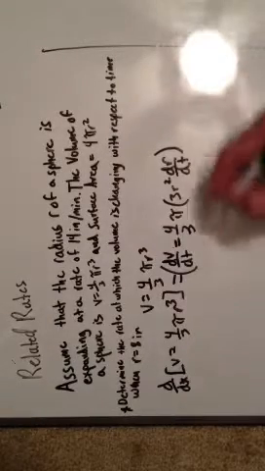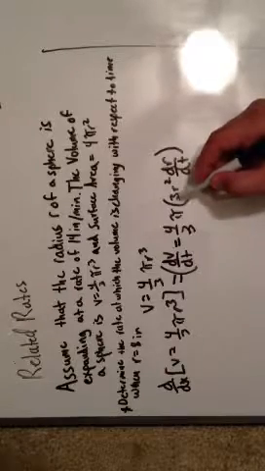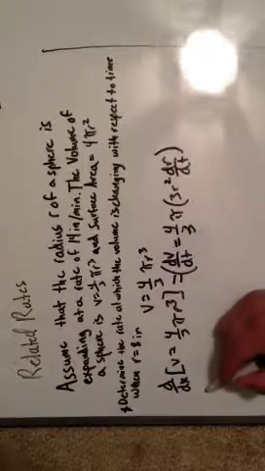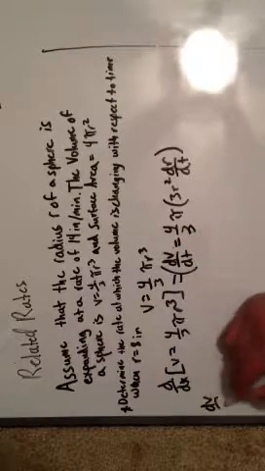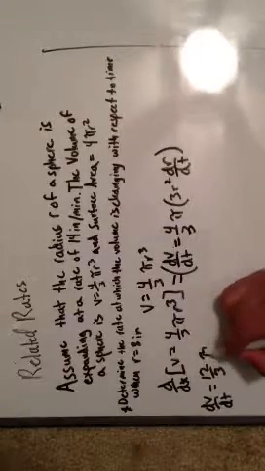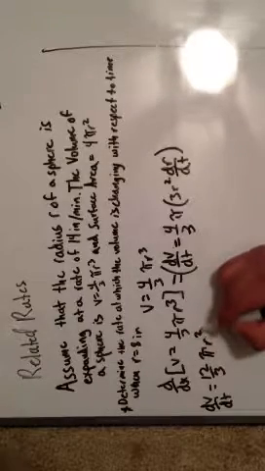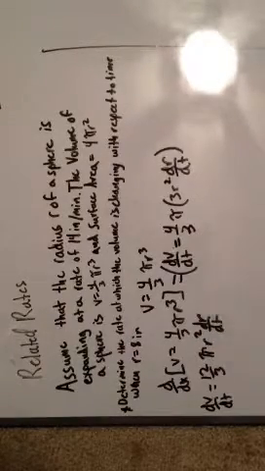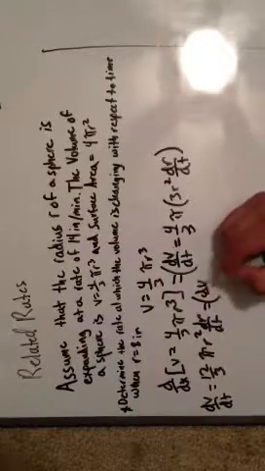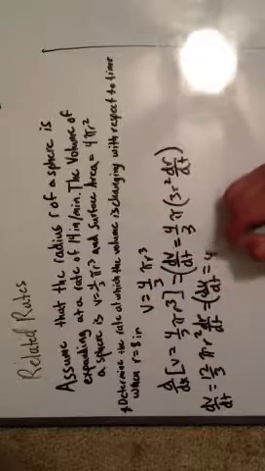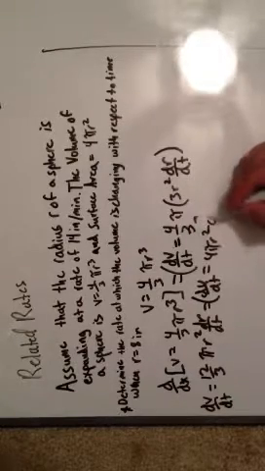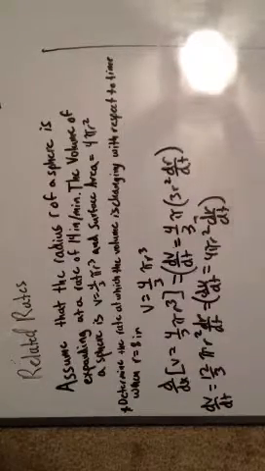If we just simplify this, we're just going to multiply the 4 and the 3 across, so it's going to give us dV dt is equal to 12 over 3 pi r squared dr dt. And this is just going to simplify to 4, so it's dV dt is equal to 4 pi r squared dr dt. That's the equation we're going to use.